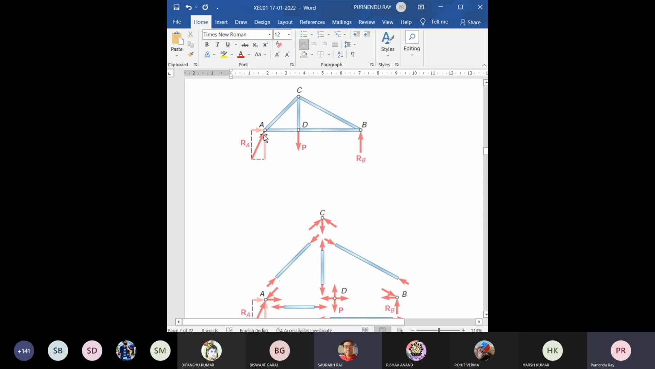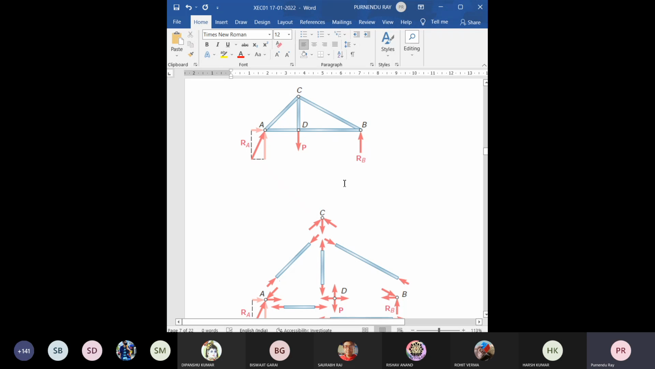So if we consider point A as the moment center and take the moment of all forces, the applied force P and the developed reaction at B, then P multiplied by this distance clockwise and RB multiplied by this distance anti-clockwise, that summation will be 0. In that equation there is only one unknown, that is RB. So RB is equal to P multiplied by this small distance AD divided by this big distance AB. Done?